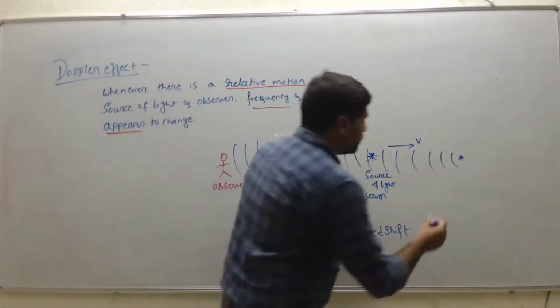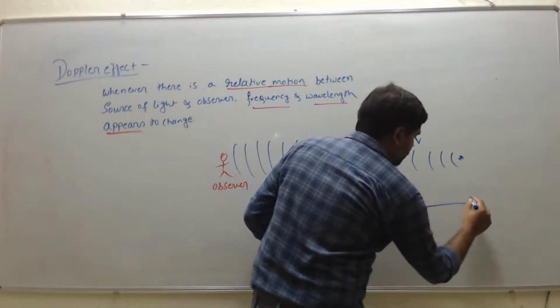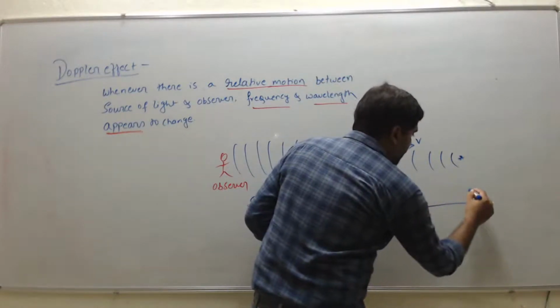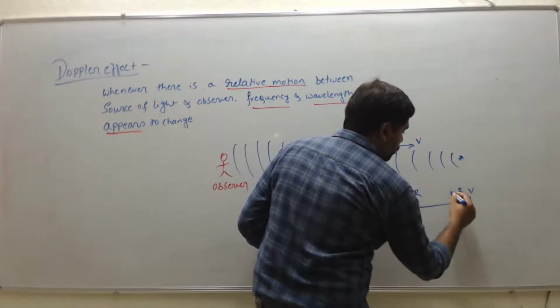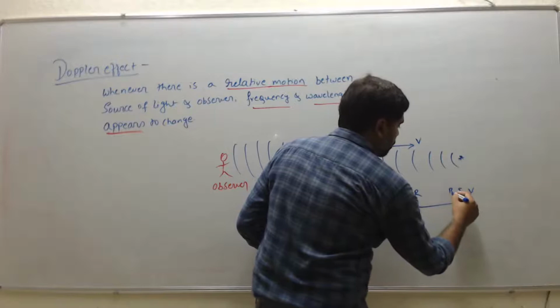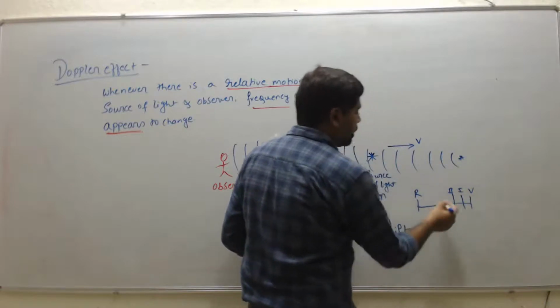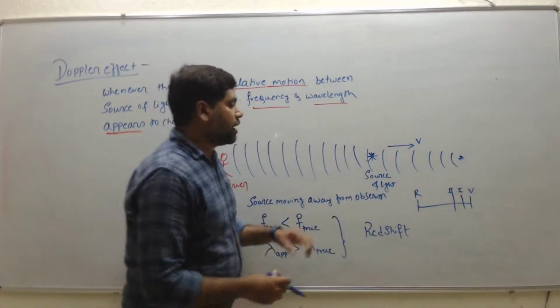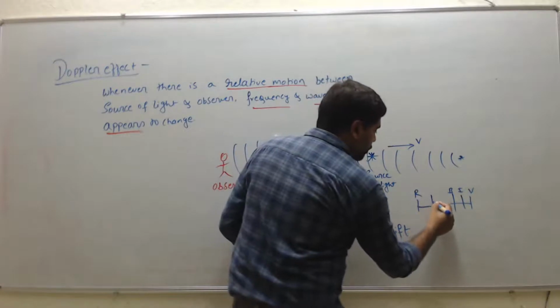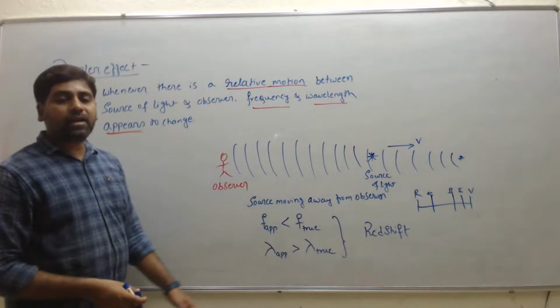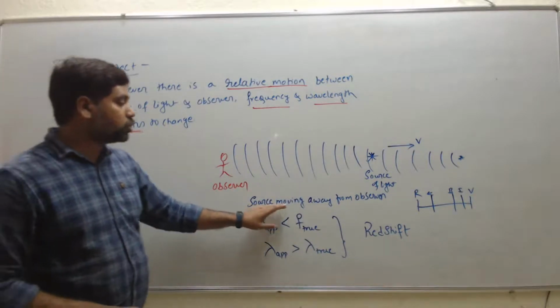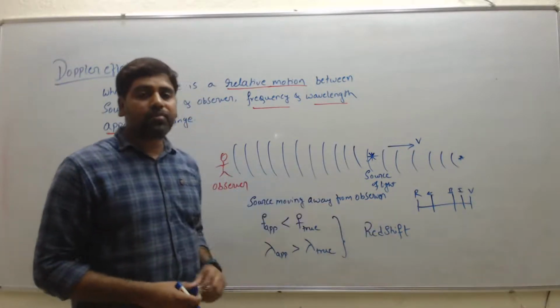So if we consider this as the spectrum, here it is red, and here it is violet, indigo, blue, green, like this. Hence the measured wavelength shifts towards the red color, and that shift we call red shift. That is for the source moving away from the observer.